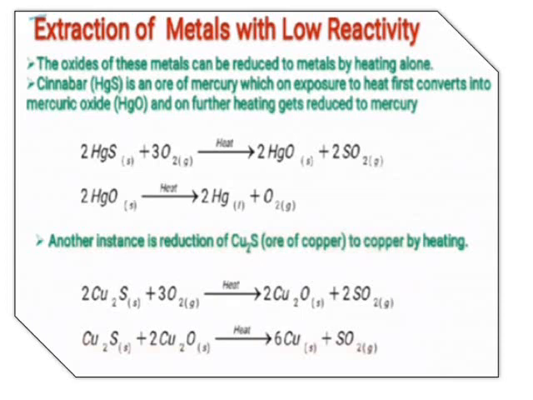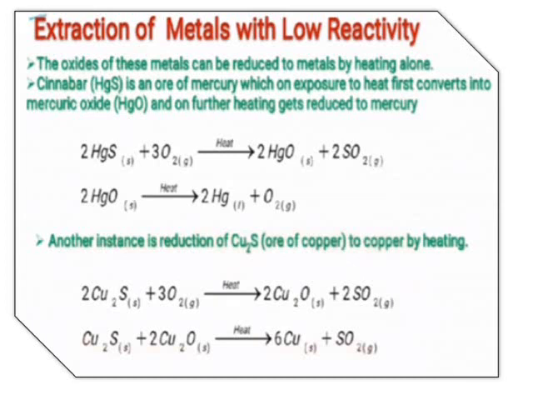Children, now let us see the extraction of metals which are of low reactivity, that is, which occur at the bottom of the reactivity series. These metals, being less reactive, can be obtained by reducing their oxides to metals by heating alone.